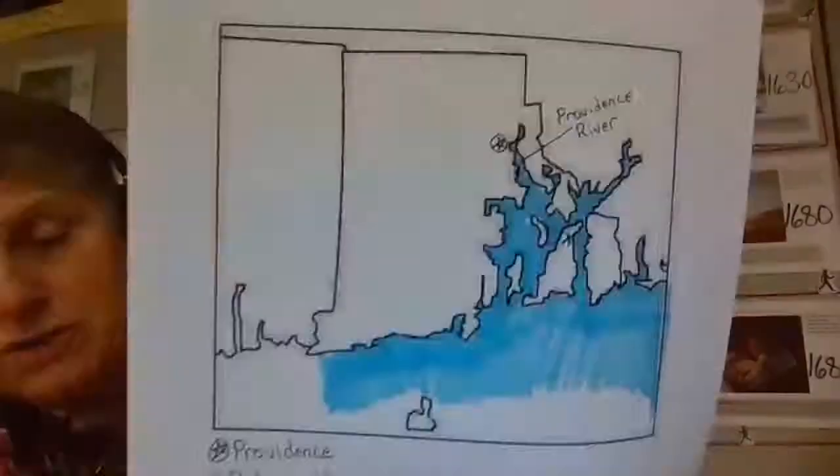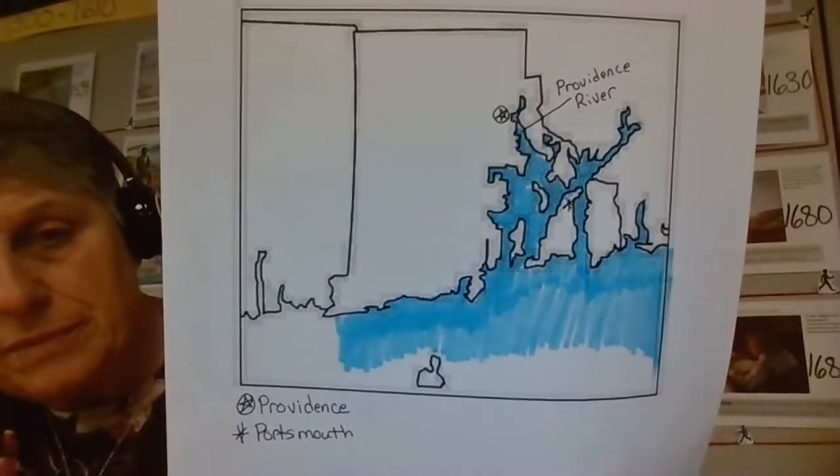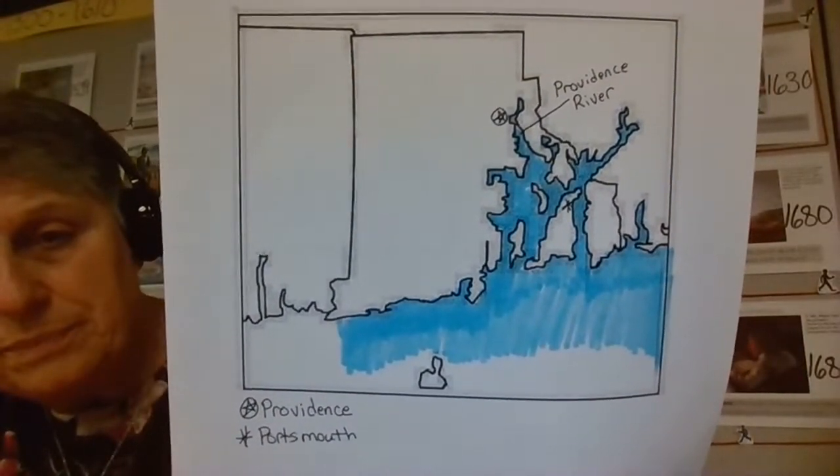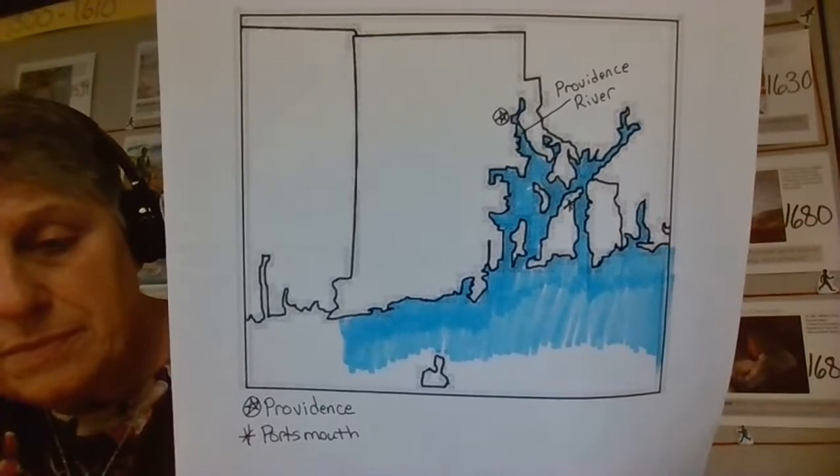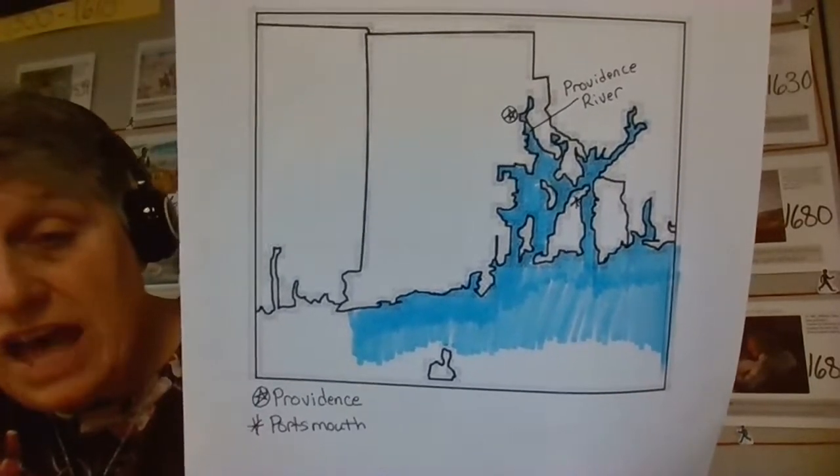Okay, this is what your finished map should look like with the key at the bottom. Go ahead and finish that, and then you can cut it out and glue it into your interactive notebook.